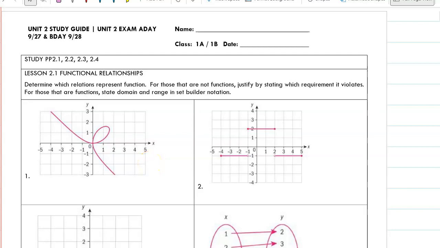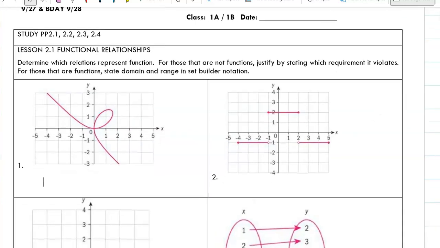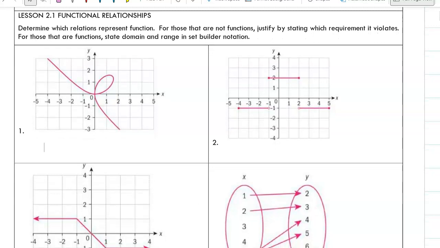Hi guys, so I'm going to do the Unit 2 study guide in sections instead of making it one full video with chapters in it. I'll just make 4 videos talking about each of the lessons. So this is over 2.1 and we talked about whether or not a graph was a function or not.